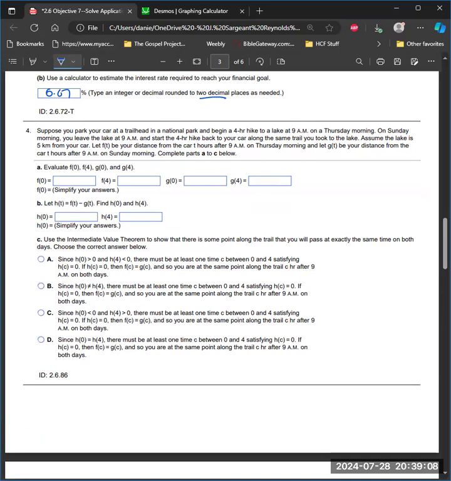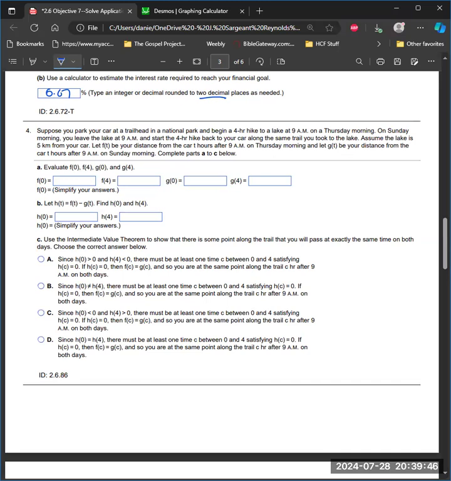Number 4 here. Suppose you park your car at a trailhead of a national park and begin a 4-hour hike to the lake at 9 a.m. on a Thursday morning. On Sunday morning, you leave the lake at 9 a.m. and start the 4-hour hike back to your car along the same trail you took to the lake. Assume the lake is 5 kilometers from your car. Let f of t be your distance from the car t hours after 9 a.m. on Thursday morning. Let g of t be your distance from the car t hours after 9 a.m. on Sunday morning. Compute parts A through C below.